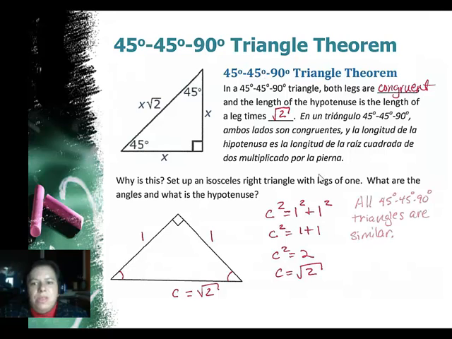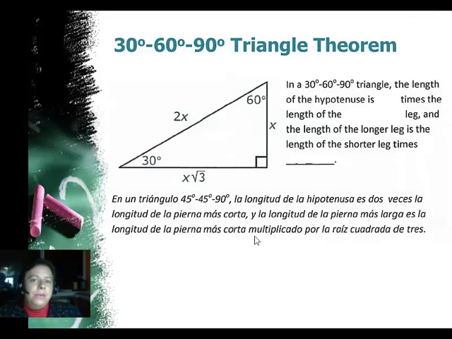And basically all 45, 45, 90 triangles are similar. And you can almost treat this x like a scale factor if you wanted to. The other special triangle is the 30 degree, 60 degree, 90 degree triangle. And in that one, it has a nice relationship. The length of the hypotenuse here is twice the length of the shorter leg.